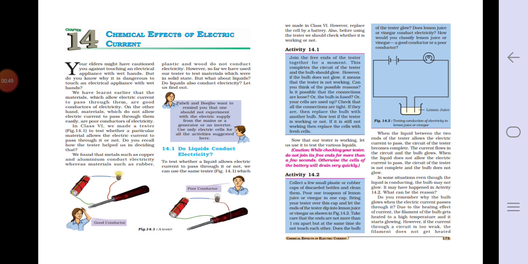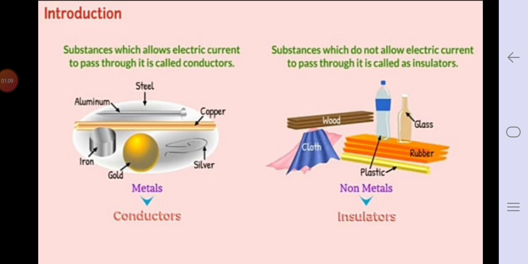Now in our previous classes we have studied the substances or the materials. Some materials are good conductors of electricity, some are bad conductors of electricity. We also know why they are called good conductors of electricity, why they are called bad conductors of electricity. We know the difference. We have seen different materials. You can see in the picture there are different materials which are good conductors and which are non-conductors or bad conductors. Good conductors means they allow electric current to pass through them. They are also called conductors. While bad conductors do not allow electric current to pass through them. They are also called insulators.